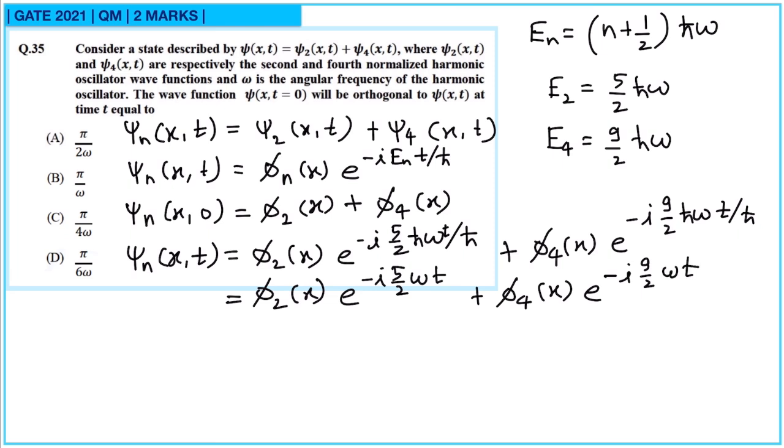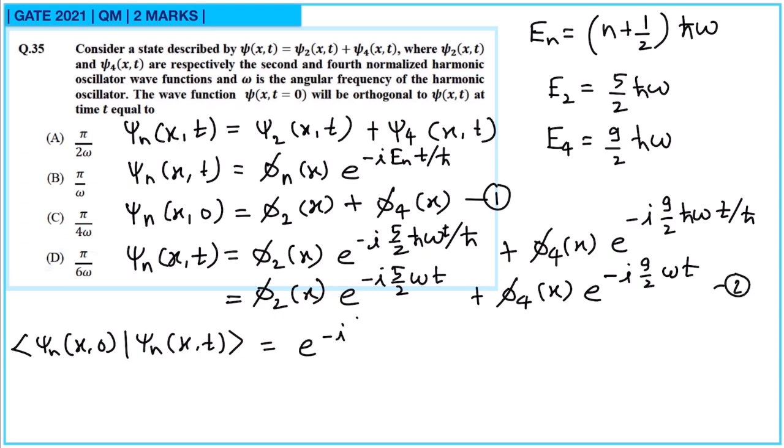Now let us calculate the inner product of these two, and it should be equal to 0 because these are orthogonal. So we have psi of x,0 and its inner product with psi of x,t. So this is equal to the inner product of all these terms. The inner product will survive only when i is equal to j, that means psi 2 with psi 2 or psi 4 with psi 4. We are considering this equation 1 and this equation 2. So this product will give us e raised to minus i 5 by 2 omega t plus e raised to minus i 9 by 2 omega t, and this should be equal to 0.